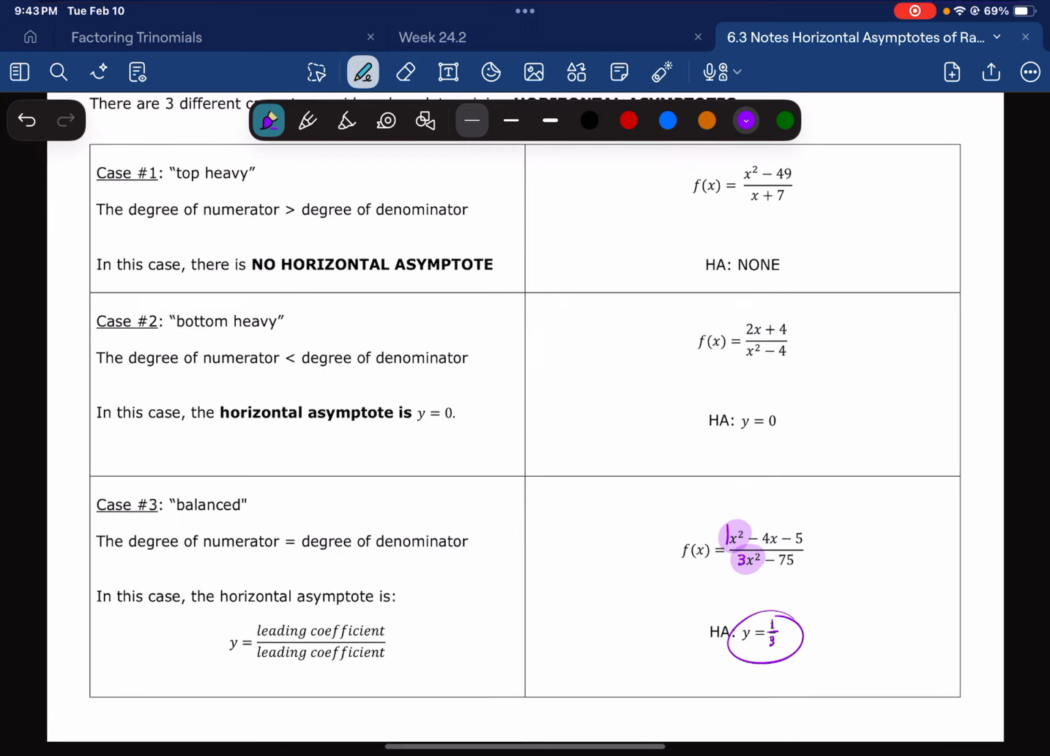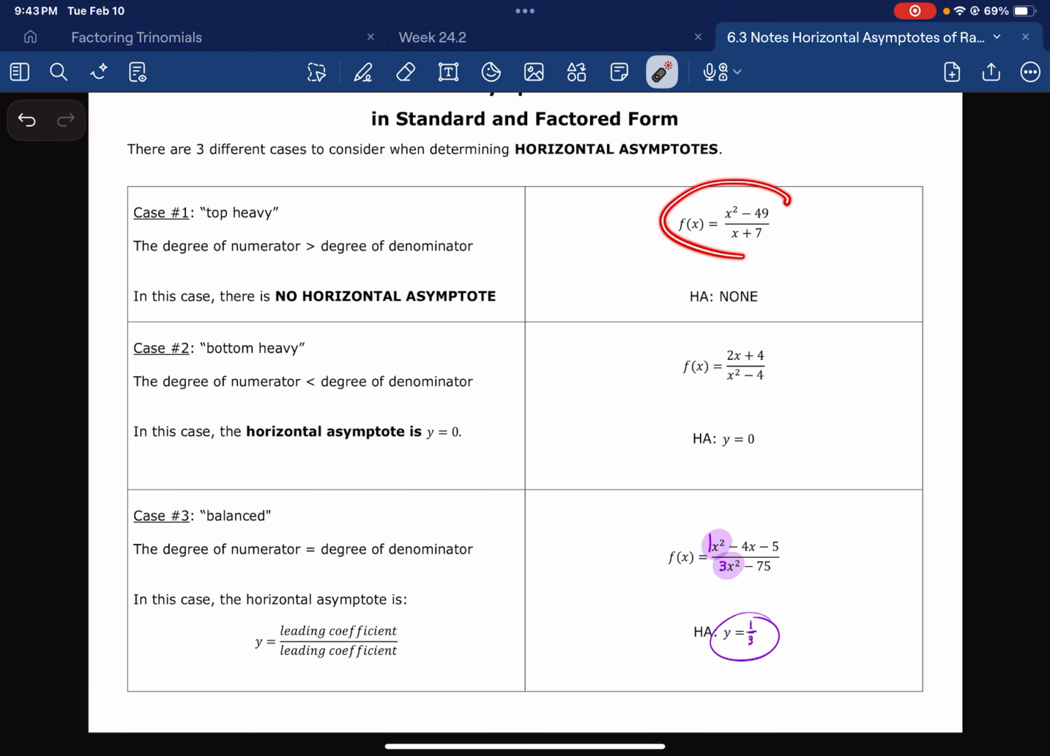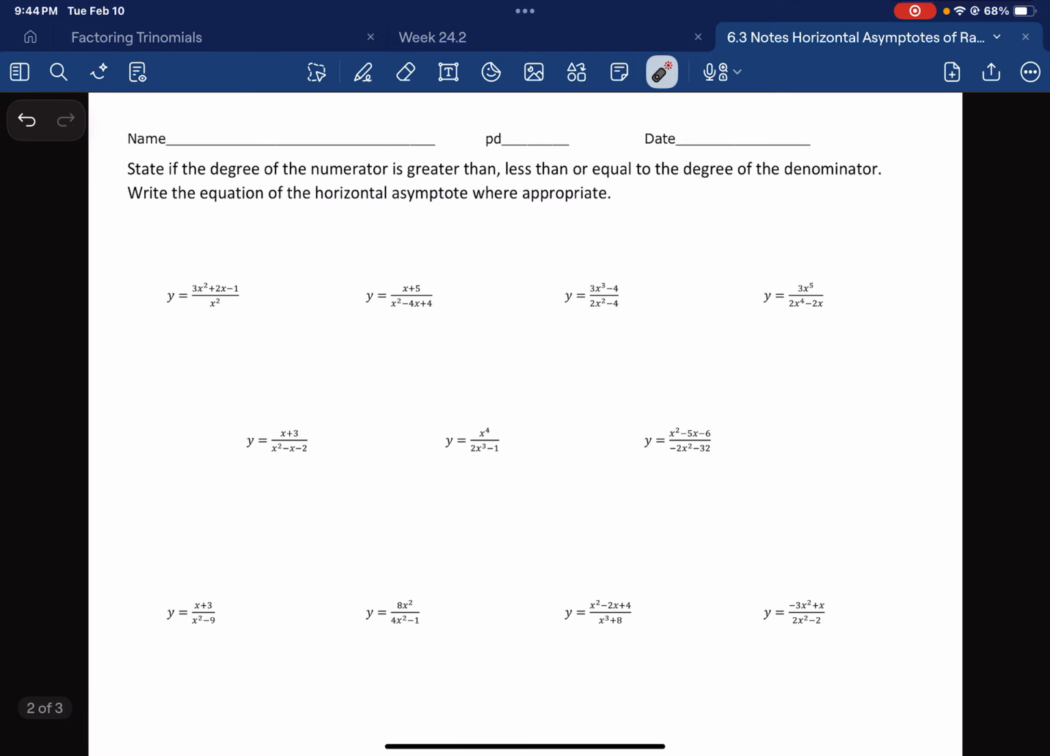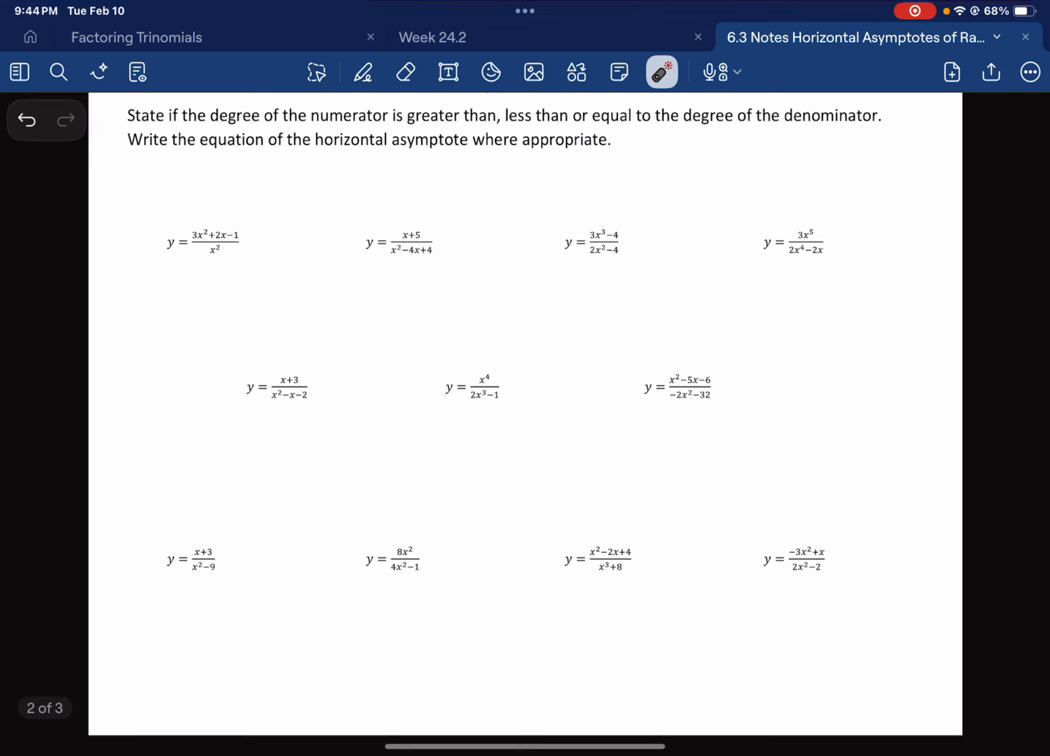Okay? So just to recap, if you are a top-heavy function, no horizontal asymptote. Bottom-heavy function, y equals 0. If you are a balanced function where your degrees are the same, then you use the ratio of your leading coefficients and you write the equation y equals 1/3. So let's look at a couple and let's just identify. We're going to state if the degree of the numerator is greater than, less than, or equal to the degree of the denominator. And then we're going to write the equation of the horizontal asymptote where appropriate. Okay, so you might want to maybe pause the video and see if you can figure these out by yourself. And then come back and check.